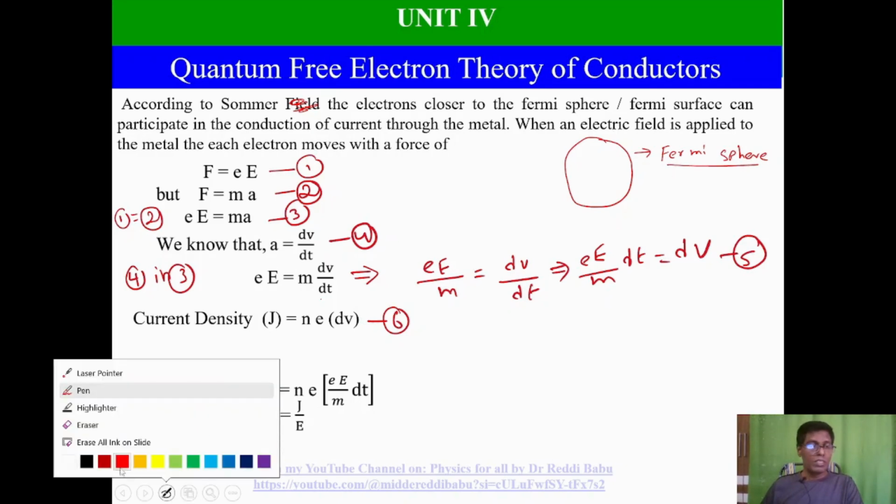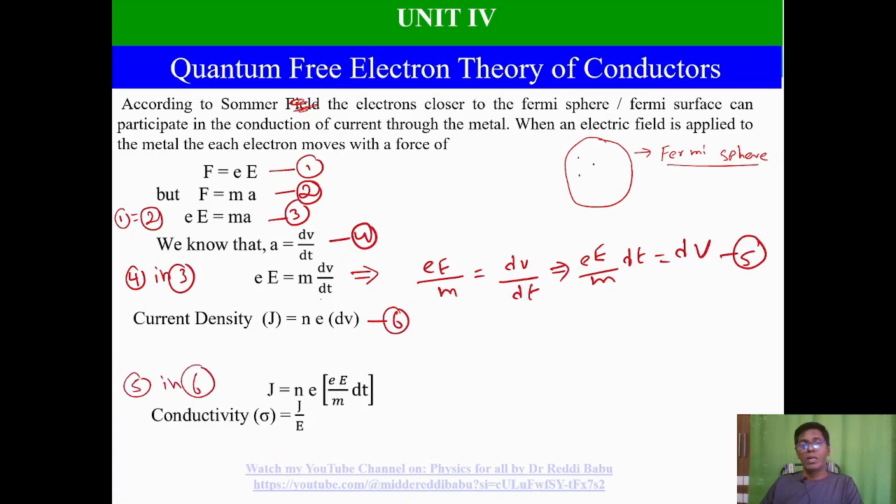Based on this Fermi sphere or Fermi surface, it contains a lot of electrons inside. All the black color dots represent electrons which are inside the Fermi sphere. Now according to Sommerfeld, not all electrons are participating in the conductivity. The electrons which are closer to the Fermi surface only participate in the conductivity. Based on this assumption, they explained the conductivity.